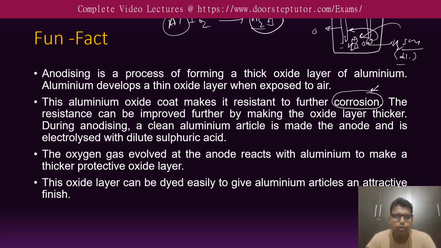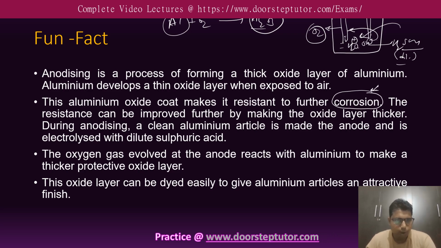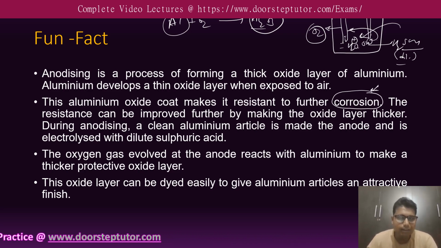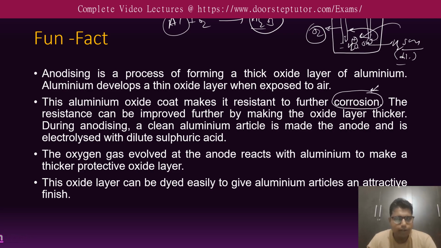So there will be release of oxygen gas. That's what we are talking about, that oxygen gas is evolved at the anode. But you can think, sir, here two types of ions are possible. OH minus is possible, SO4 2 minus is possible.